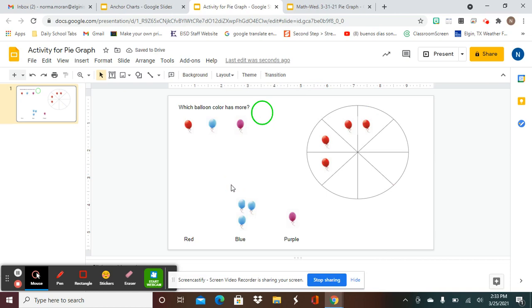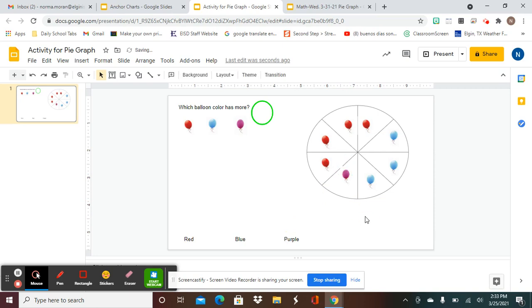Now let's graph the blue balloons. So we're gonna put them together, remember? 1, 2, and 3. We have to put it here. We can't put it over here. They have to be together. 3. And now the purple one, we're going to put it on this slice.